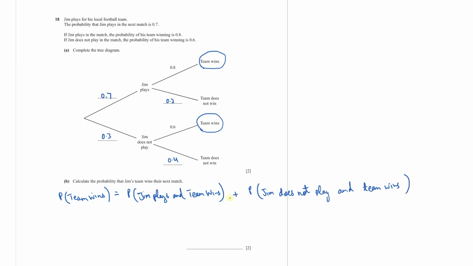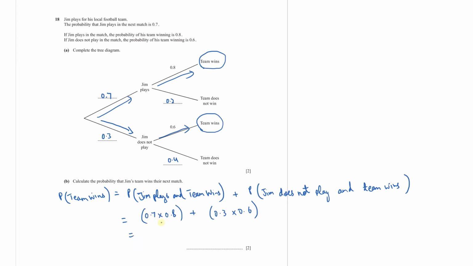So what is the probability that Jim plays and team wins? You go in this direction and then you go in this direction. So this will be the probability Jim plays multiplied by the probability that team wins. So Jim plays is 0.7 and then the probability that team wins is 0.8, plus the probability Jim does not play and the team wins. So this will be this one. Jim does not play and the team wins. So this is 0.3 multiplied by 0.6.